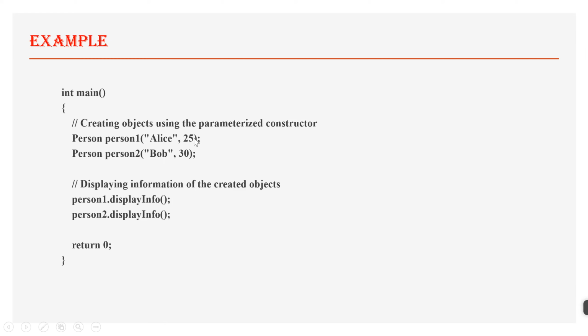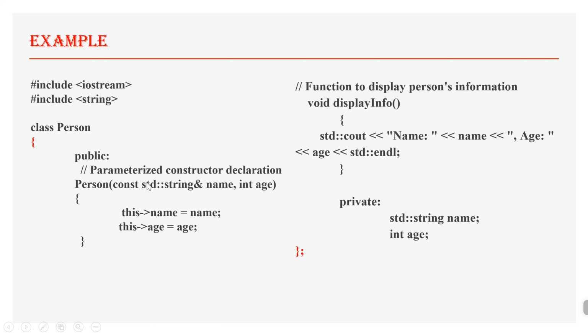What are the two arguments I am passing? Alias and 25 are the two arguments which I am passing for an object called person1. That means person1 is an object of class person with the initial values alias and 25. So now this becomes alias, this becomes 25. Alias will be loaded to the name here and 25 will be loaded to age here. So that will be displayed here.